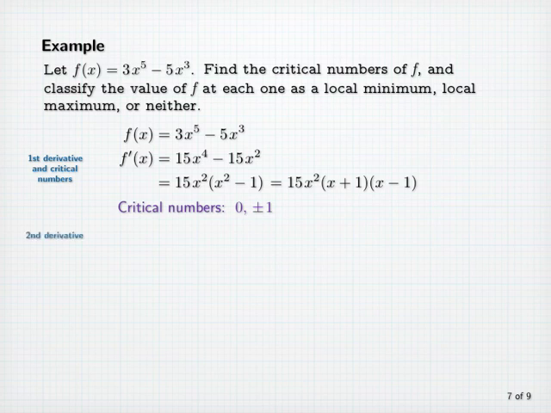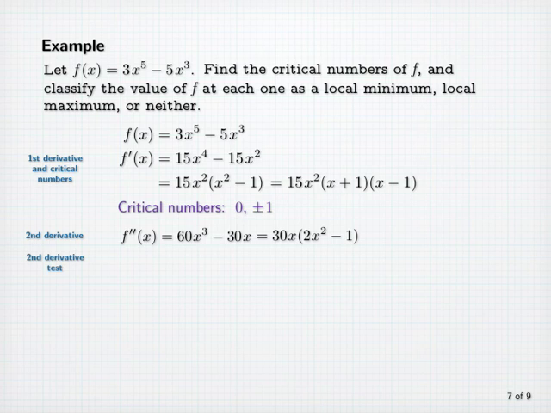Now let's compute the second derivative. F double prime of x, again using the power rule, is 60x cubed minus 30x, and factoring gives us 30x times (2x squared minus 1). Now we'll apply the second derivative test to each of the three critical numbers. Let's start with negative 1.